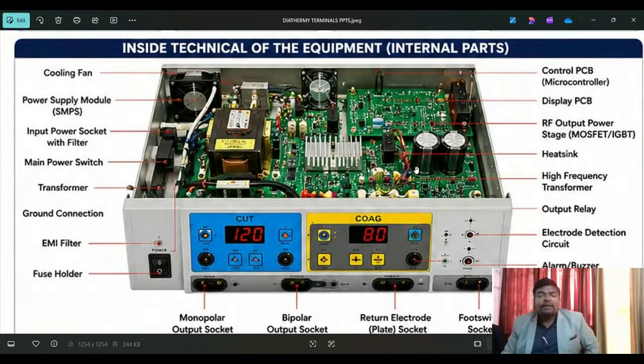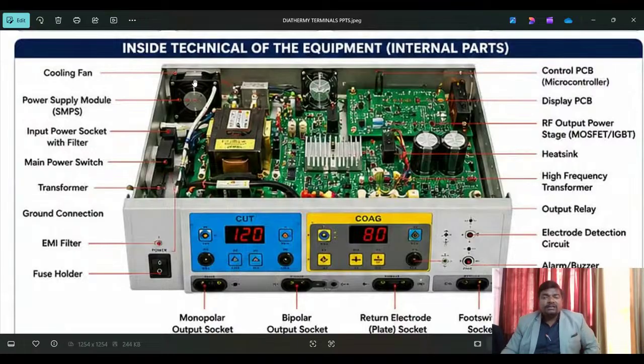That's why biomedical engineers are appointed: to diagnose the equipment, to resolve the issues, to monitor the equipment, and to give the proper demo to the user department. So I hope you got very clear information. This is the inside part of the equipment. Right. Now, with regular use, at any time any problem can come in this equipment.